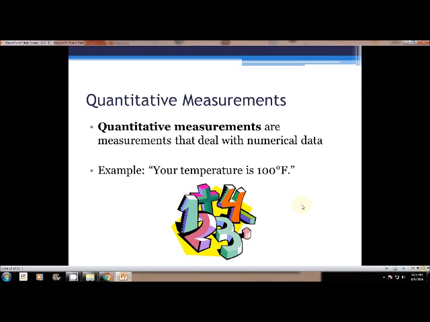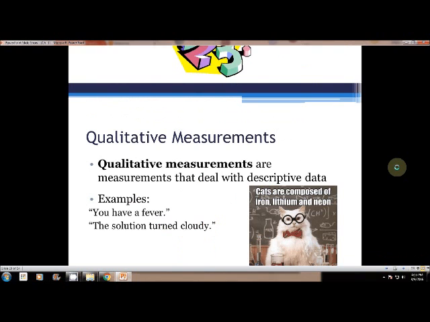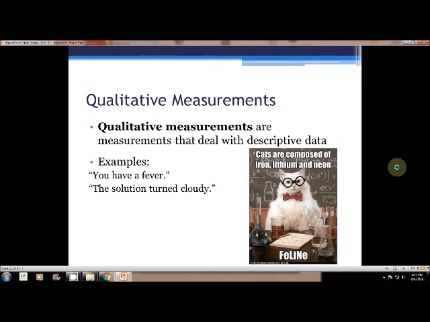We have quantitative and qualitative measurements, okay? So quantitative measurements are measurements that deal with numerical data. Quantitative really sounds like quantity. So if it has a quantity, if it has a number associated with it, it is quantitative. So for example, your temperature is 100 degrees Fahrenheit. You have a fever. It has a number, so we can say that's a quantitative measurement.